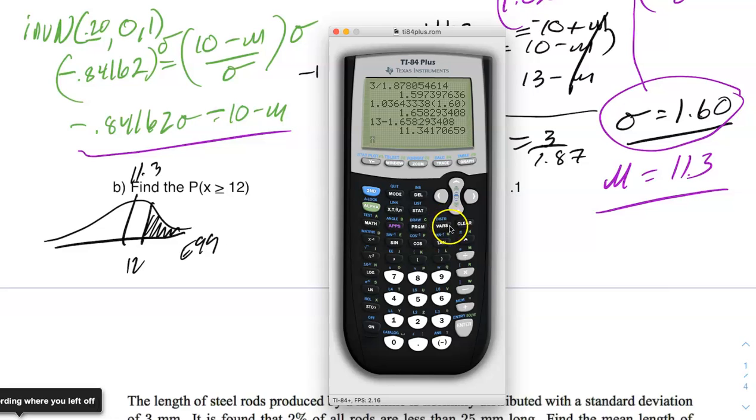Right, so second distribution, normal. We're going from 12 to E9, 9. My mean, I just found it, is 11.3, 36 figs for the win. And then my standard deviation is 1.6. I hit paste and I get 0.331. Remember 36 figs. Next question.